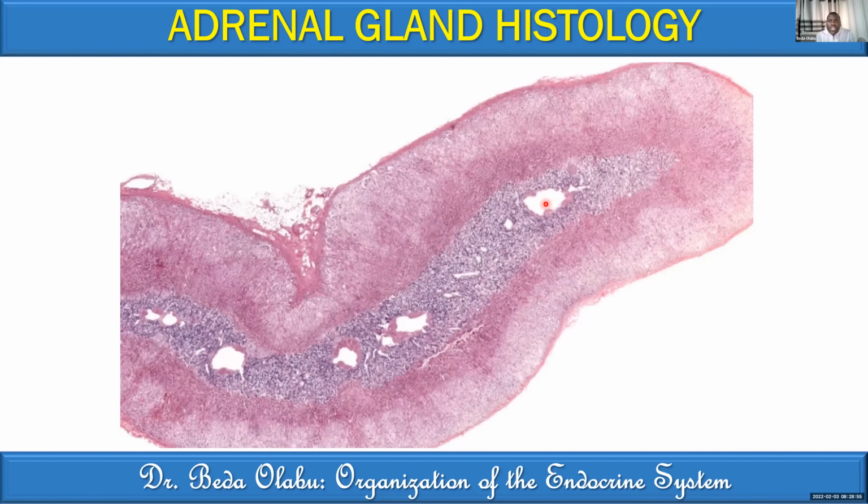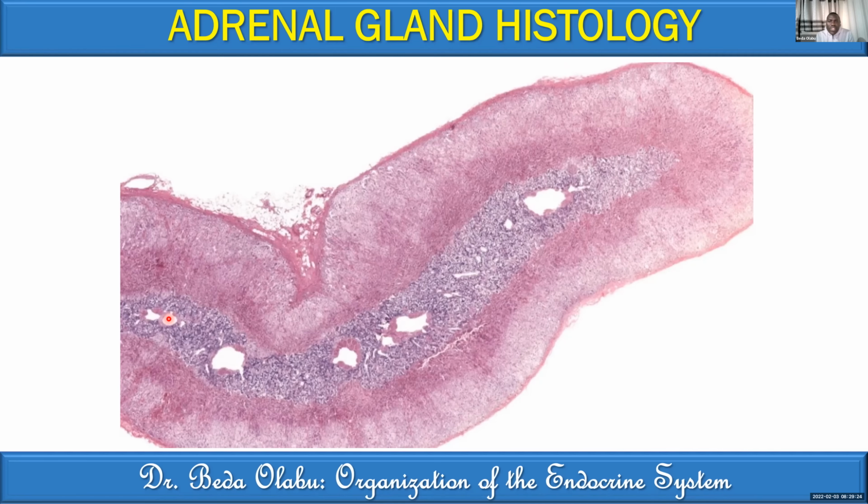At this magnification, you will note that the adrenal medulla contains some large spaces. These large spaces within the adrenal medulla are actually vascular channels. They are veins. We call them medullary veins. The adrenal medulla has several medullary veins, the veins that receive the catecholamines being produced by the chromaffin cells.